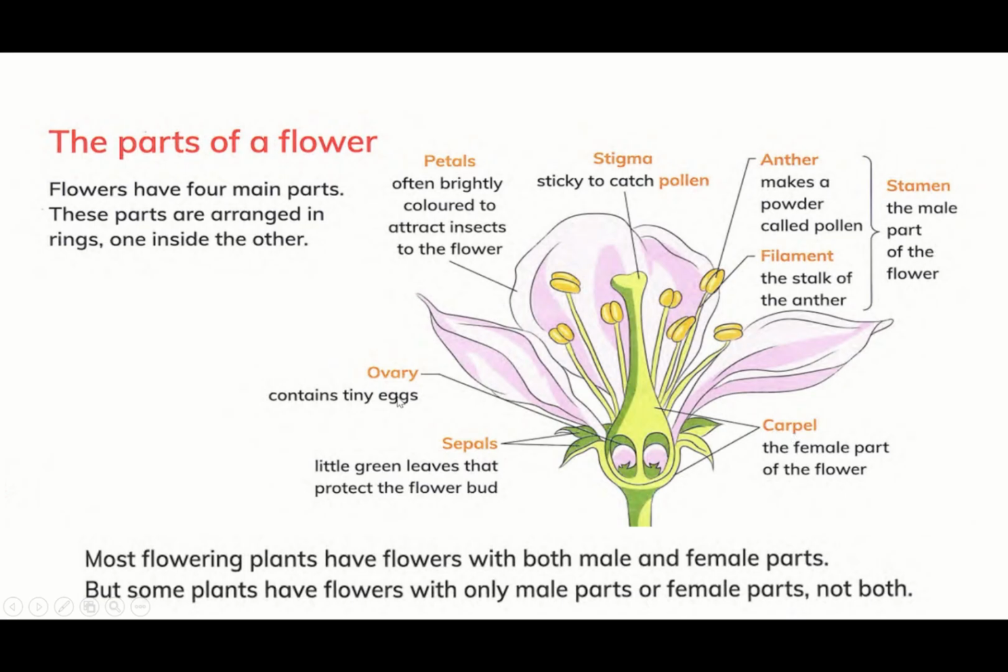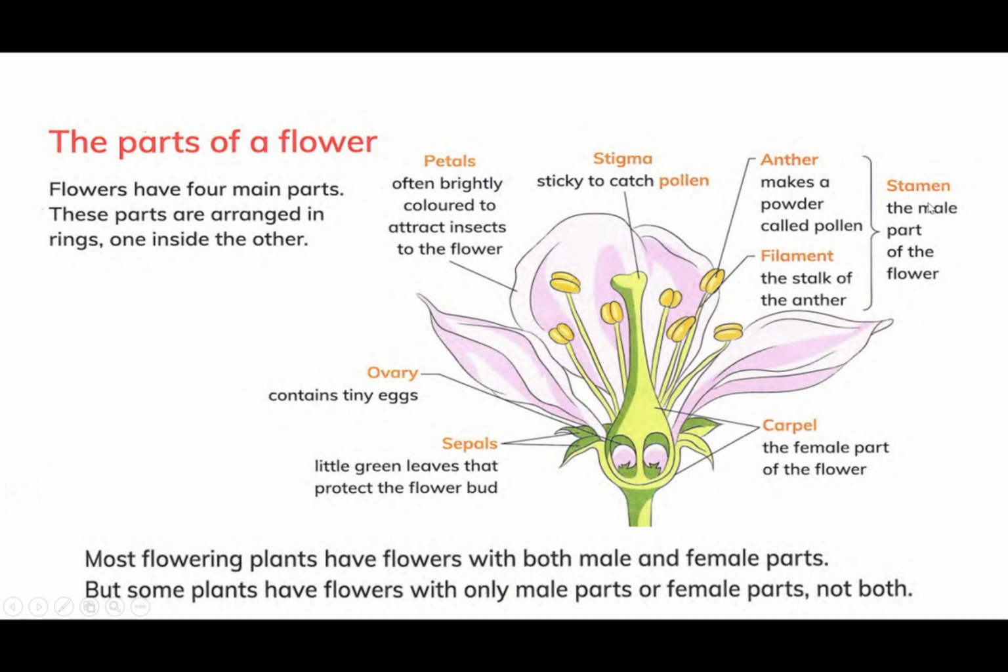Carpel, which is the female part, which is the ovary, contains eggs. Here are the eggs, guys. It's not only 2, it might be like 6, 8, or more, but 2 is here just to see and understand. Then stigma, which is the sticky part, catches the pollen. The pollen will stick to these parts.